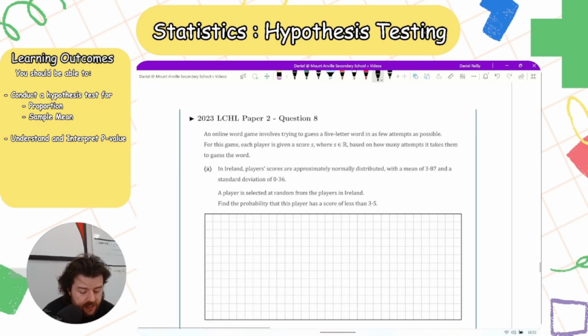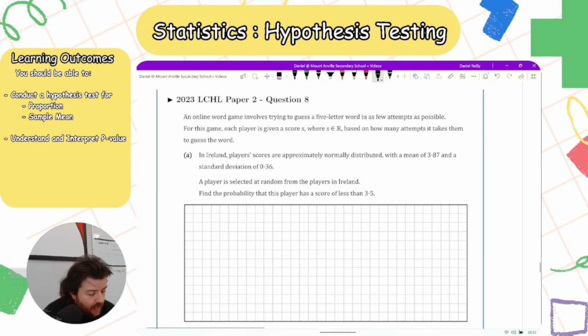Fine. Let's look at this one, 2023. An online word game involves trying to guess a 5-letter word in as few attempts as possible. For this game, each player is given a score S, where S is a real number, based on how many attempts it takes them to guess the word. In Ireland, players' scores are approximately normally distributed with a mean of 3.87 and a standard deviation of 0.36. A player is selected at random from the players in Ireland. Find the probability this player scored less than 3.5.